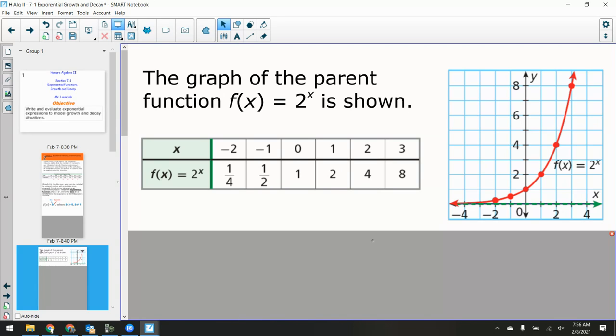The idea of an asymptote is if I continue that pattern infinitely, it will get very, very close to that thing, but never actually reach that thing. It's going to get very, very close to the x-axis, but never actually intersect the x-axis. That's the idea of what an asymptote is.